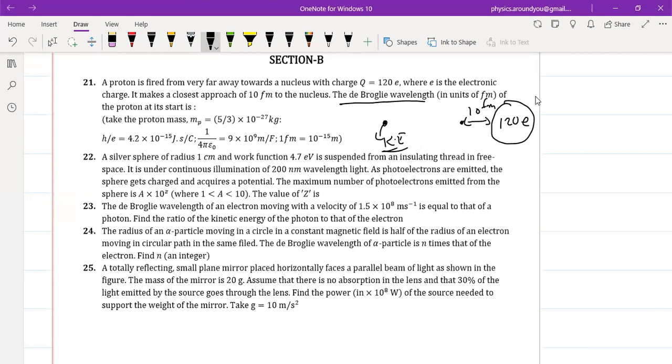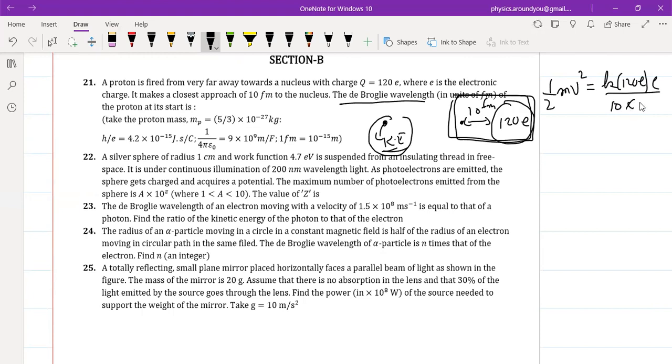What is the logic for stopping distance? I can take this: the initial kinetic energy of the proton, half mv square, has been consumed completely in this scenario, right? Its initial kinetic energy has been completely converted to the potential energy of this combination, which is K Q1 Q2 by R, where R is 10 femtometer. Femtometer they have given is 10 power minus 15. And the E value we know already. K Q1 Q2 by R, that is the potential energy, right?